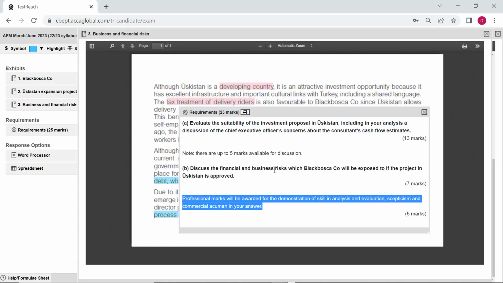Skepticism, well, you could challenge the growth estimates for fixed costs or the cost of capital or the use of purchasing power parity theory. And commercial acumen, you're just looking to make practical points. So is it reasonable to use your recent experience in the domestic market to validate the growth assumptions in this new country, which is very close to you and has the same culture? I think it probably is. And that completes this short debrief.